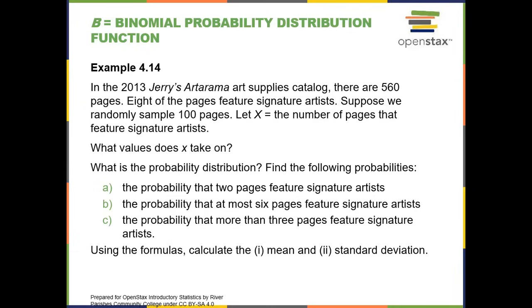Again, repeating, the mean is easy to calculate, it is n times p. 100 times the probability of success. N is 100, p is 0.0142. If you multiply 100 times 0.0142, you'll get 1.42 as the answer.